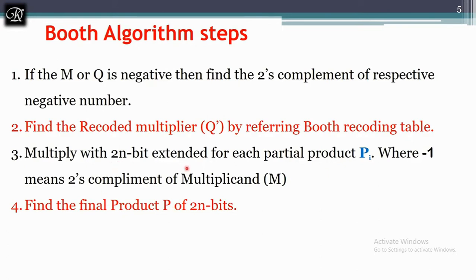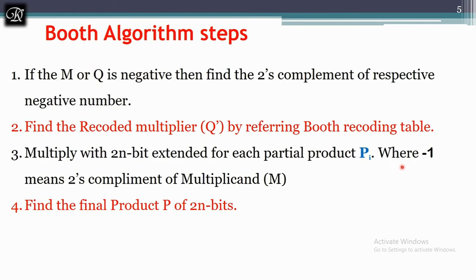Multiply with 2 n-bit extended for each partial product. In multiplication, I already told you, if you have n-bit values, the result will be 2 n-bit, which we have seen even in the sequential multiplier. So what we have to do here is multiply with the extended 2 n-bit. It means each partial product will have 2 n-bits. It is not that we only shift; we will have 2 n-bits, and the partial product sign bit is going to be the value for the remaining bits. I will explain with the example.